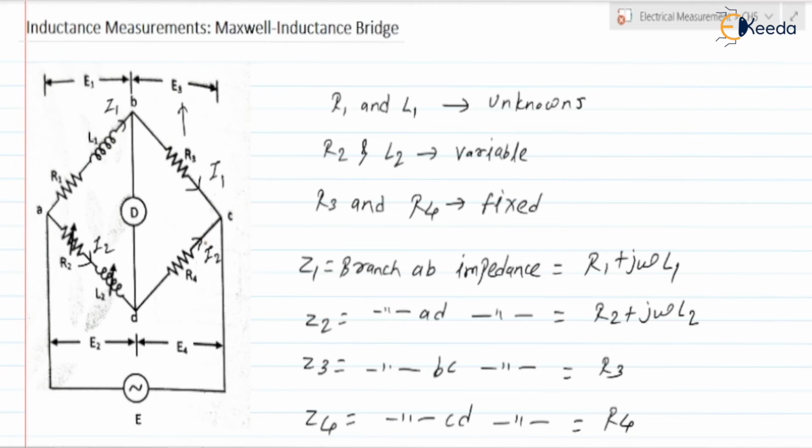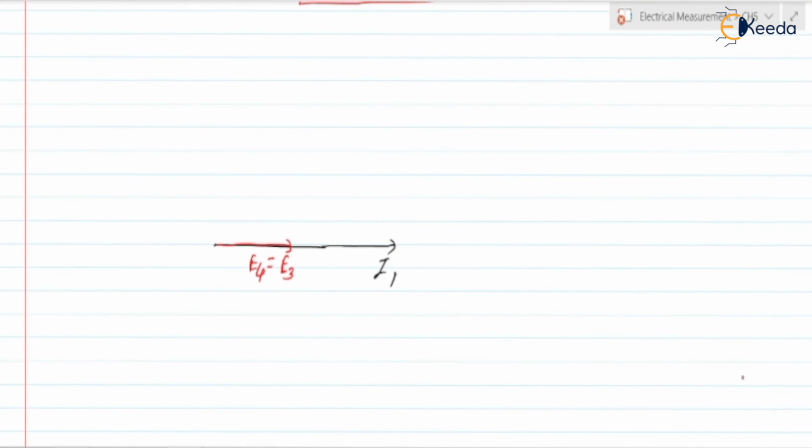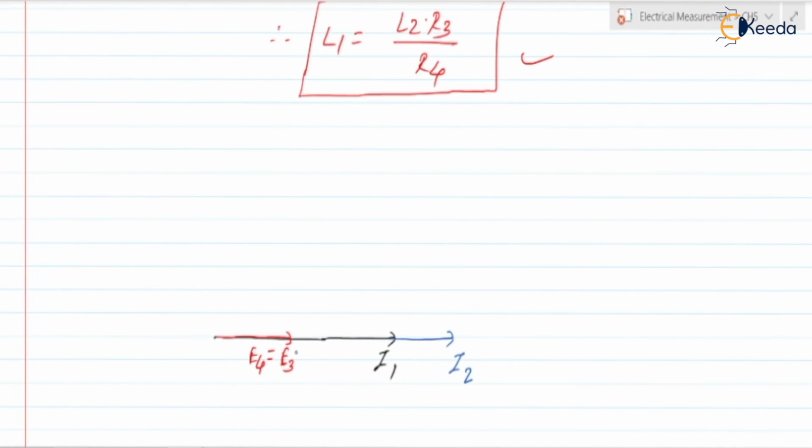I2 is nothing but the current flowing through R4. It is a pure resistor, and across R4 the voltage is E4 and the current flowing through R4 is I2. So definitely I2 and E4 should be in phase. So the I2 phasor will be on the same line as that of I1. The phasor lengths depend on the magnitudes of the phasors. Now we have drawn the phasors for I1, I2, E3 and E4.